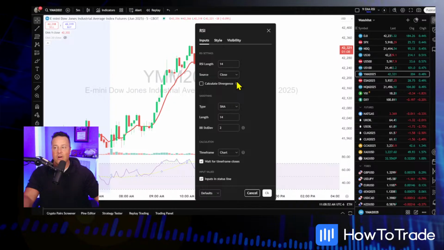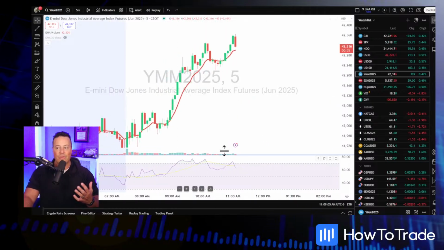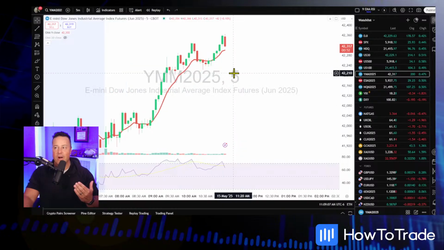Now, for me, with the RSI, I leave what's called the factory settings. What I want is that RSI length to be 14 and the source to be the close. I'm not worried about any of the rest of this stuff either. I'm going to go ahead and go OK. Okay, now we're set up. We've got our RSI under here. We've got our EMA right here, our 9 EMA.